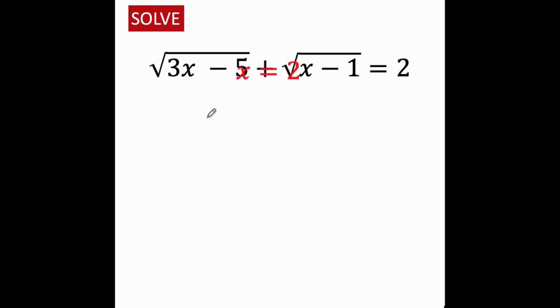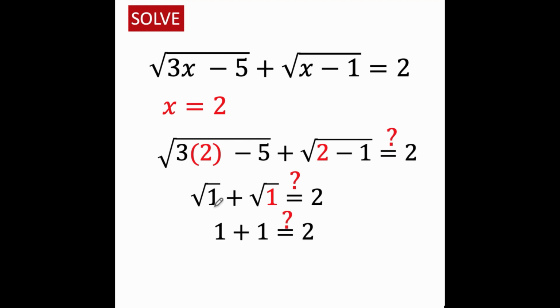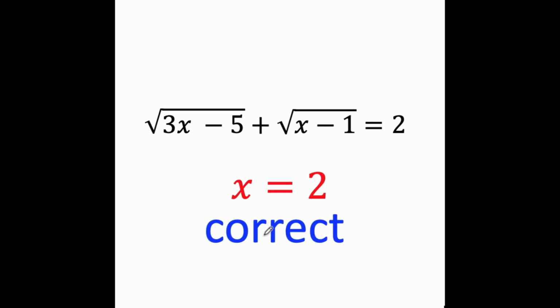So let's check x equals 2. Again, substitute 2 for x. This x becomes 2. This x becomes 2. 3 times 2 is 6. Minus 5 is 1. So you have square root of 1. And 2 minus 1 is also 1. So you have square root of 1 here also. And the square root of 1 is 1. The square root of 1 is 1. And 1 plus 1 is equal to 2. And this is correct. So our correct answer is x equals 2.